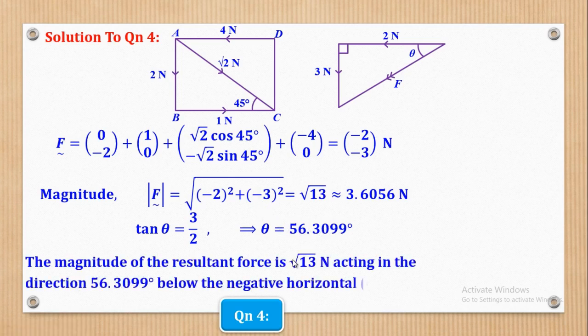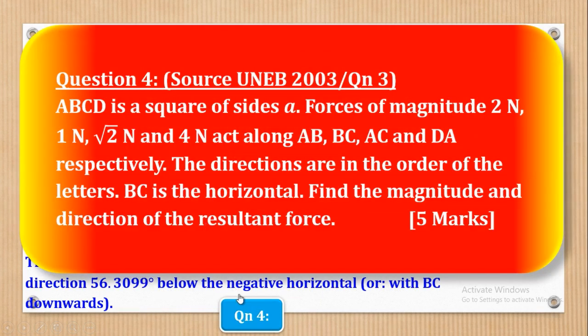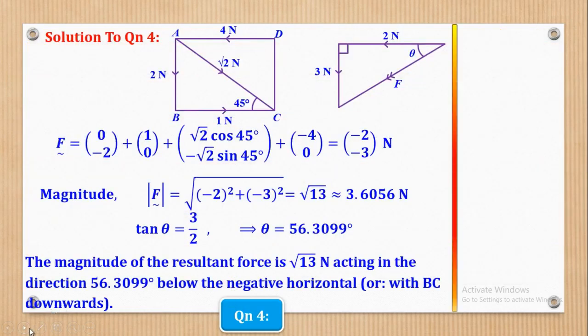So now that you have got the direction, you can conclude that the magnitude of the resultant force is root 13 newtons acting in the direction 56.3099 degrees below the negative horizontal, or you can say with BC downwards. So any of the two is okay. I think that's what they wanted in this question. Now let's see how marks can be awarded.